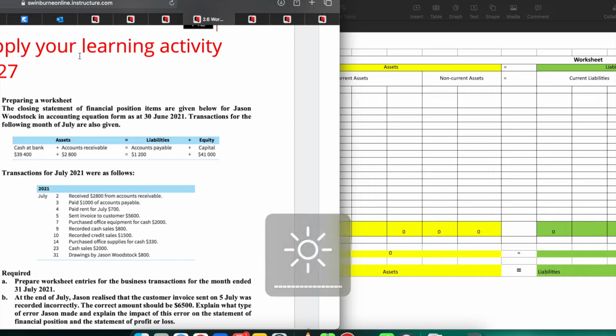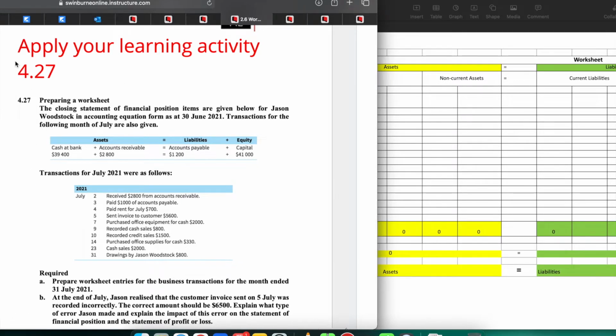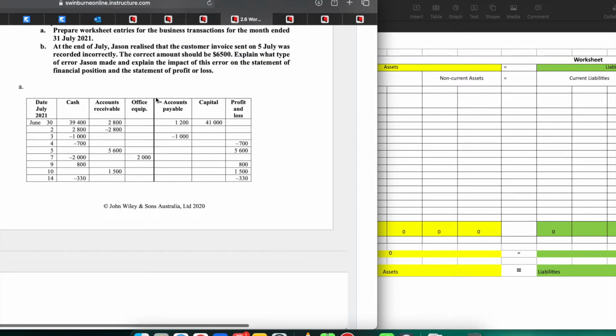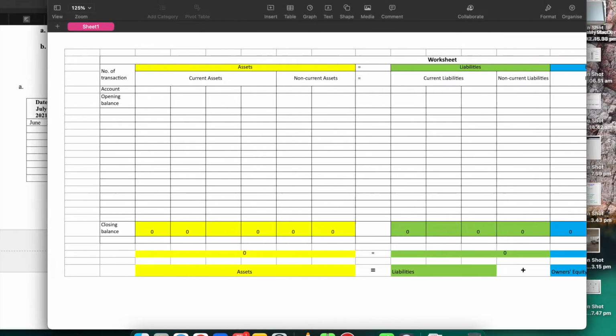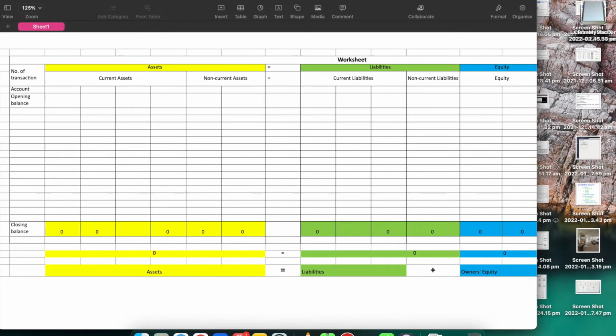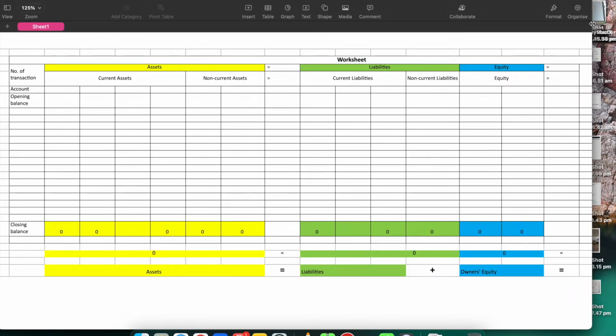I had a student asking me to go over this question here, question 4.27. Now, the main concern is if we scroll down to the answers here, which is what the textbook answers have, it looks a little bit different to this worksheet that we'll be using. Now, you'll get very familiar with this worksheet. We do need to understand how to use it because this is what assessment 2 is based on. So we really need to get familiar.